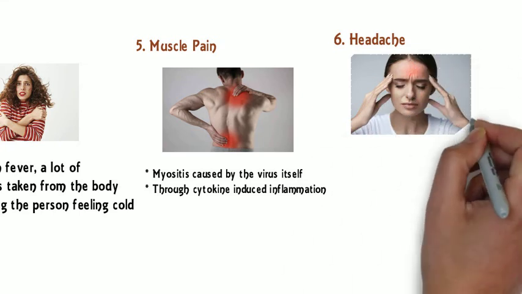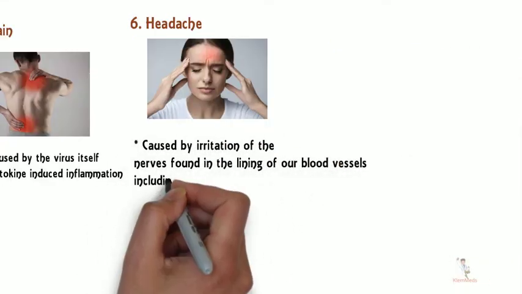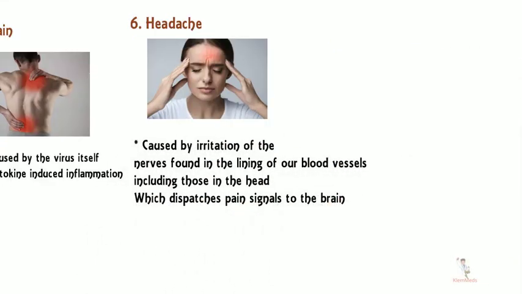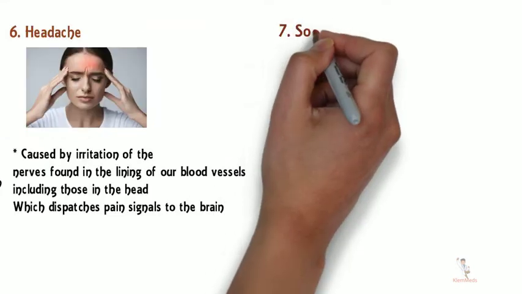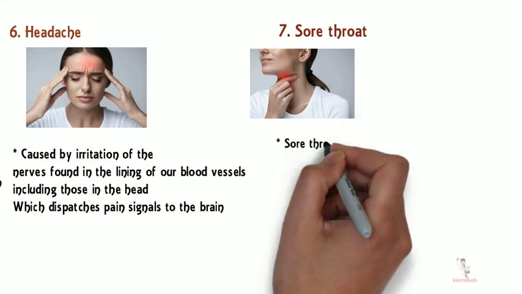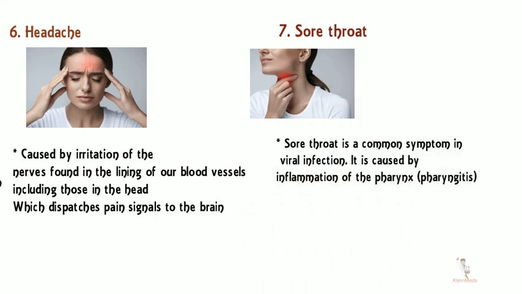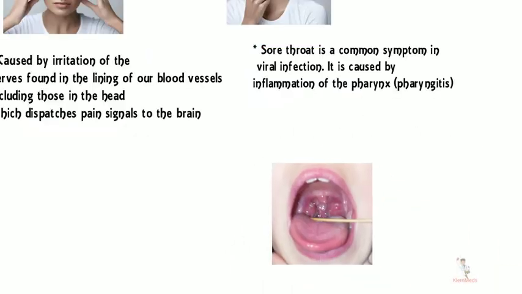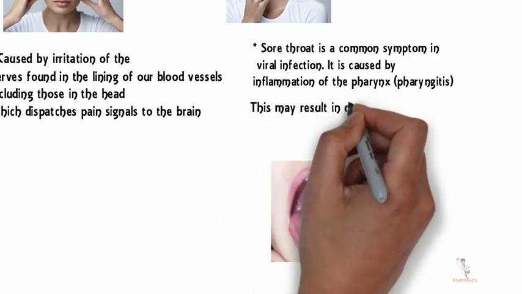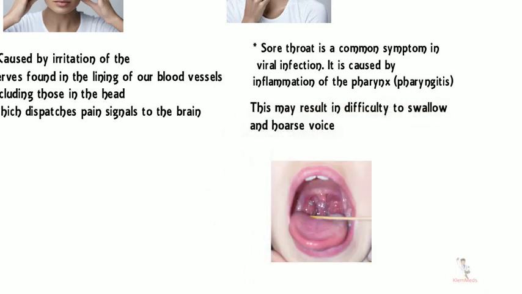The sixth one is headache. The headache is caused by irritation of the nerves found in the lining of our blood vessels, including those in the head, which dispatch pain signals to the brain. Okay, the seventh one is sore throat. The sore throat is a result of inflammation of the pharynx, which causes pharyngitis. This may result in difficulty in swallowing.